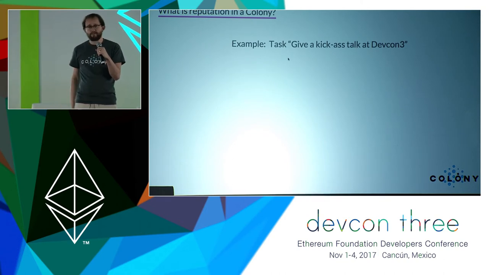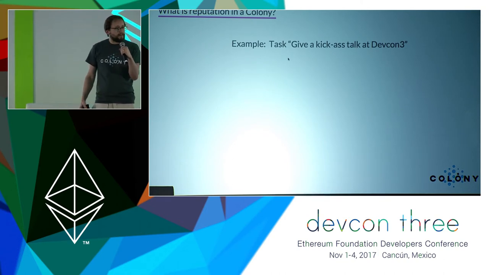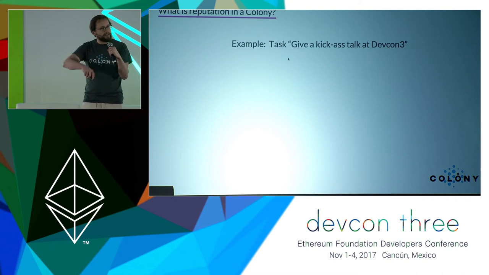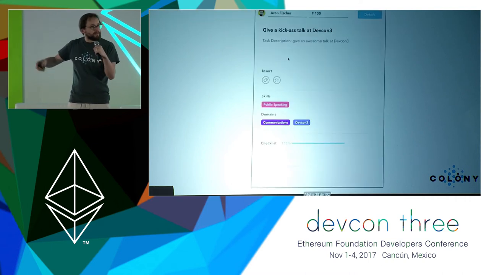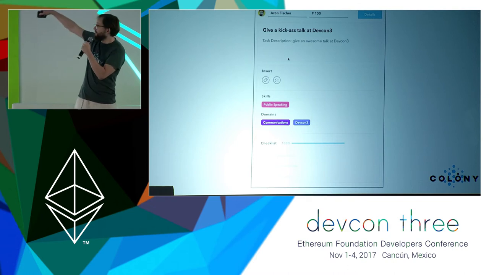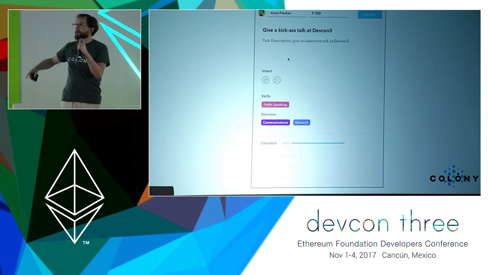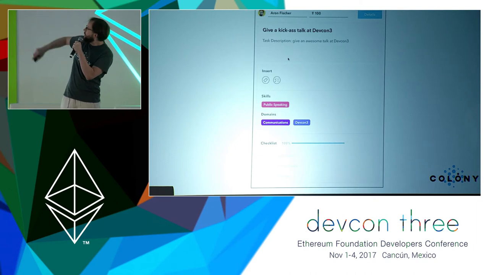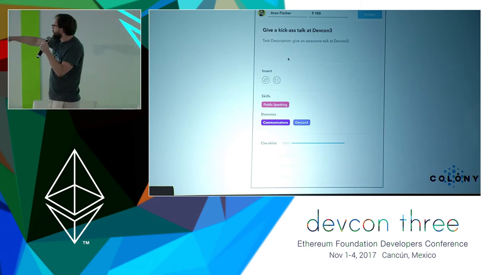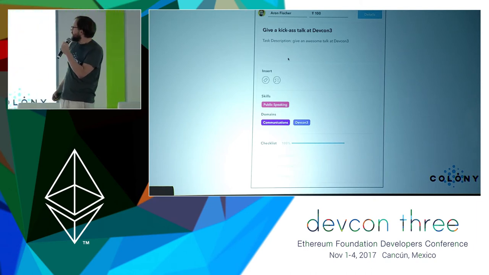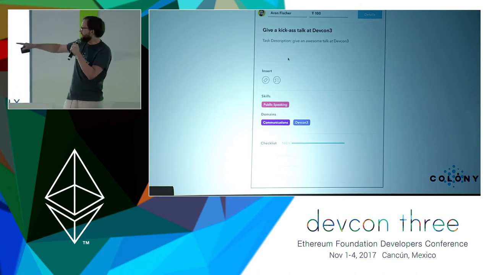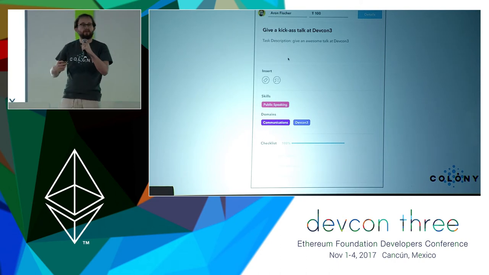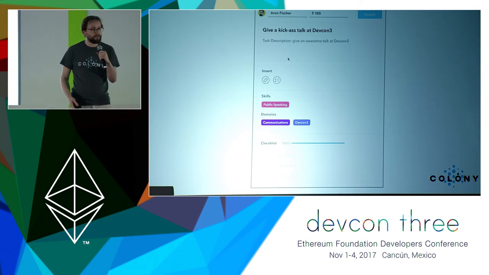As an example, suppose in our colony there's this task called, you know, give a great talk. And in our interface it might look somewhat like this. You can see up there I've been selected to do this task. There's a bounty of 100 tokens for it. And it's been tagged with the public speaking skill, the communications domain, which is our communications department, the DevCon 3 subdomain, which is our working group for preparing for DevCon 3.